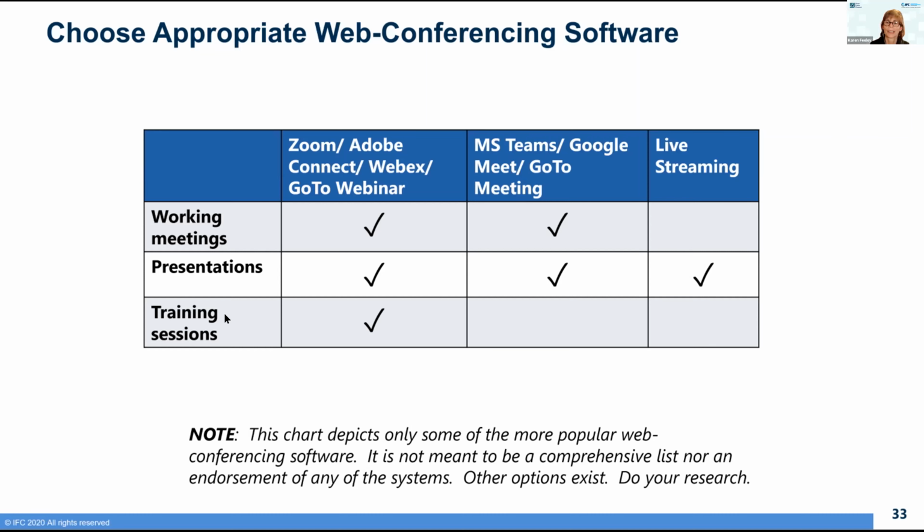Depending on the purpose, different web conferencing software may be more appropriate. So the columns here are organized by the amount of features and functionality that the web conferencing software has. So those in the left column have the most features and are appropriate for any type of meeting. And I should say these are not the only web conferencing software out there. It's just some of the most popular ones. The further you get to the right, the less functionality they have.